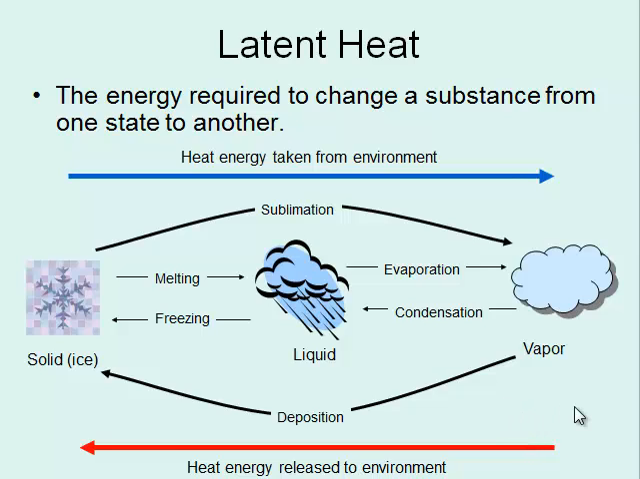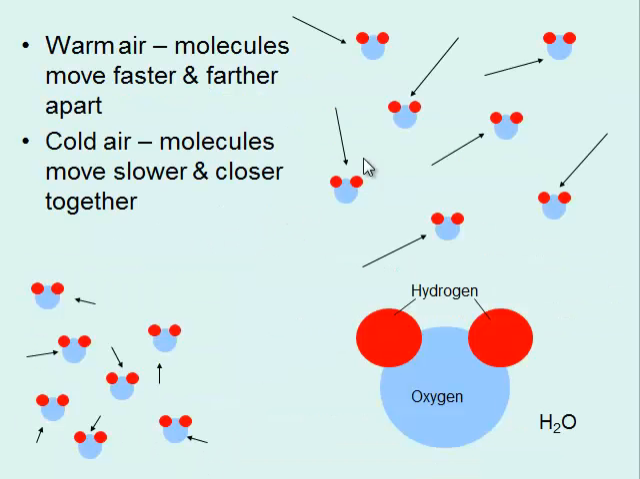So for example, if we condense water, so we go from the vapor to the liquid phase, we are releasing heat energy to the environment. Whereas if we were to melt ice, a solid, to a liquid, we're taking heat energy from the environment. And basically if we have more energy in that substance, like a vapor versus a liquid, we are going to see that warm liquid or air move faster than colder.